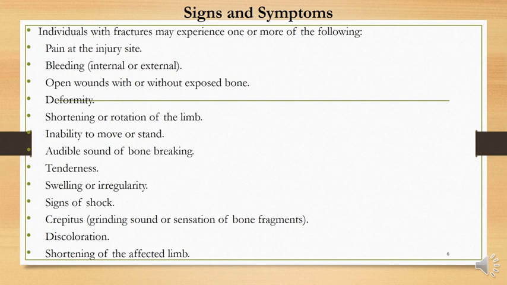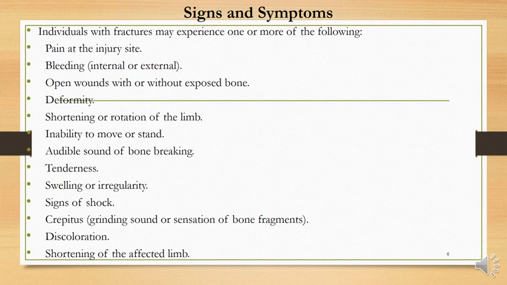We have open wounds with or without exposed bone. It can also be as a result of deformity. Then shortening or rotation of the limb. Then we have inability to move or stand. The person will be unable to stand or will be struggling to stand or to move. Audible sound of the bone cracking. It can also occur, especially to footballers, people that like doing rigorous activity.